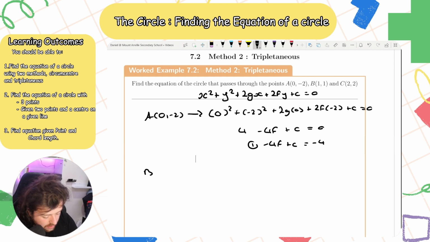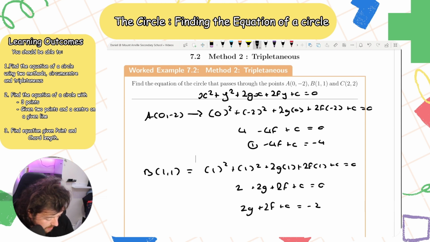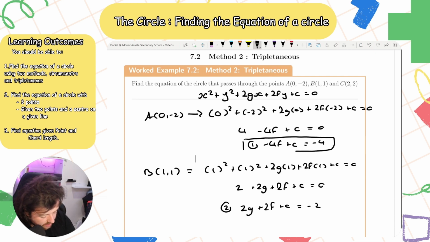So I'm going to sub in B, (1, 1). So it's going to be 1 squared plus 1 squared plus 2g times 1 plus 2f times 1 plus c is equal to 0. So 1 squared plus 1 squared is 2, plus 2g plus 2f plus c is equal to 0. Bring my numbers to one side: 2g plus 2f plus c is equal to minus 2. That's my second equation. So see what's happening here. I'm now getting 3 equations in terms of g, f, and c.